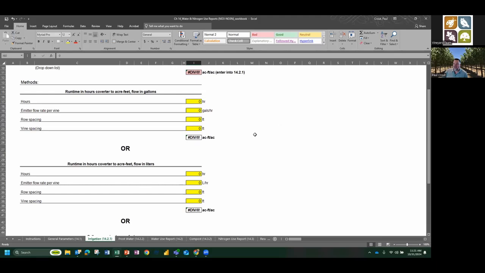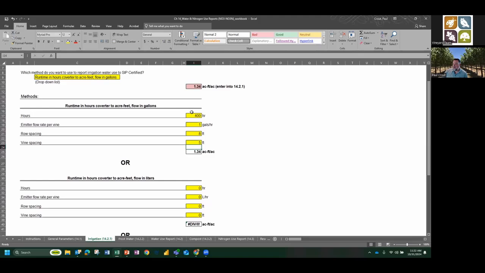As I mentioned, if you know how many hours you've irrigated, let's just say we've irrigated 400 hours, the flow rate per vine is 1 gallon per hour. The row spacing is, let's say, 8-foot row spacing and our vine spacing is 5 feet. If we hit enter, it automatically will calculate how many acre feet per acre we have applied based on the parameters that we have entered.